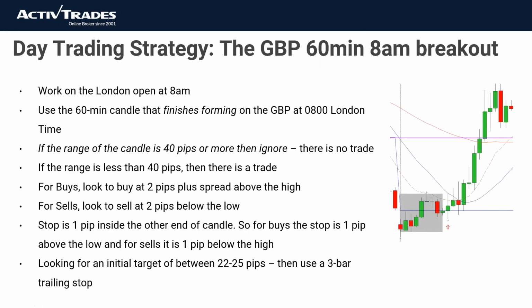So, to help you, here's a very simple mechanical day trading strategy that you can take away and utilize if you're a new trader and you just want something a little bit simple and mechanical to work with as you look to engage markets. And this is just a pound sterling 60-minute chart, 8 a.m. breakout, and what we're looking for is to work on the London Open at 8 a.m. So that'll be 0800 London time.